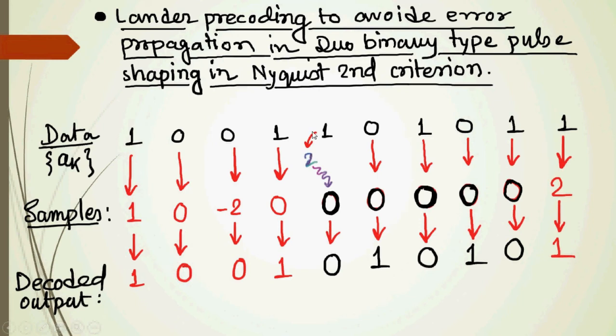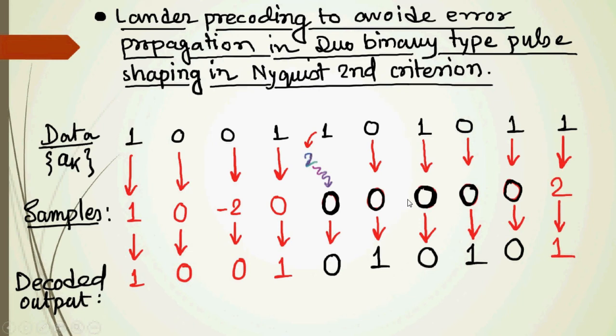So due to dependency on the previous bit, an error may occur in the decoded sequence. Suppose here the previous one is 1 and the next one is 1, so here the sample value will be 2, but due to noise you receive it as 0. So 0 means the complement of the previous bit. So here is the problem: the previous bit was 1, the complement is 0, so the decoded output is 0.